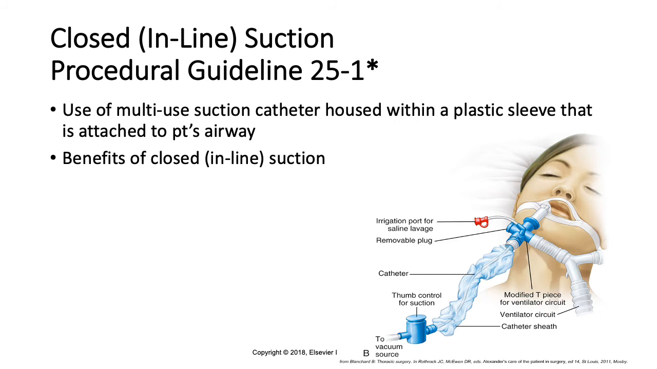And in this case, you can see that the catheter has a plastic sheath that's covering it. So it's not a sterile procedure. The only thing that you have to do is thread that catheter down the endotracheal tube or the tracheostomy tube, and then provide suction. And it's still the 10 to 15 seconds as you're pulling back on that suction catheter.